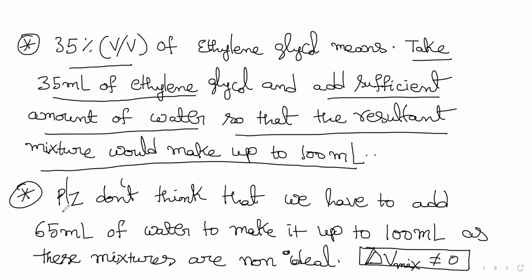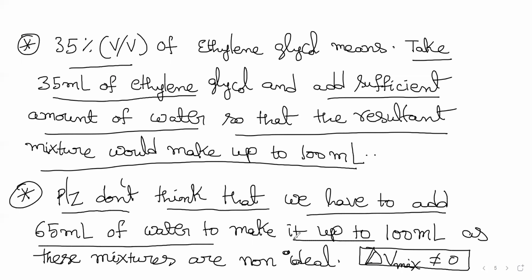And this is a caution I want to write. Please don't think that we have to add 65 ml of water to make it up to 100 ml, as these mixtures are non-ideal mixtures. The delta V mixing is non-zero. So these are not ideal mixtures. You shouldn't think that you have to add 65 ml. In fact, in the case of ethylene glycol, because it forms hydrogen bonding, you may have to add more than 65 ml. That's the idea behind it.